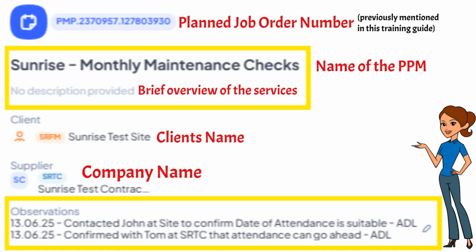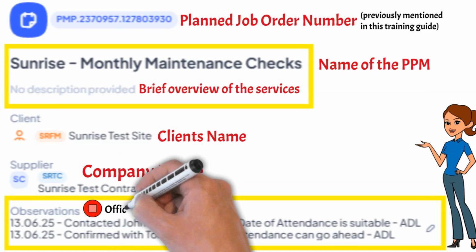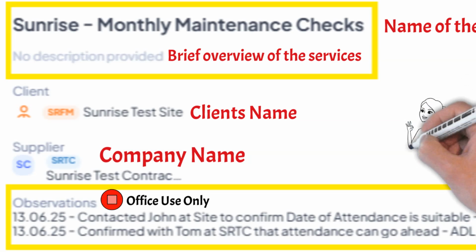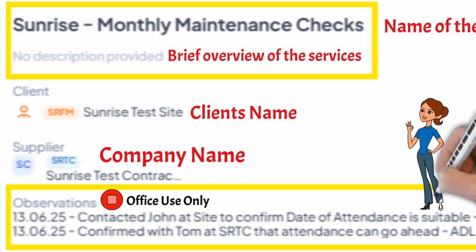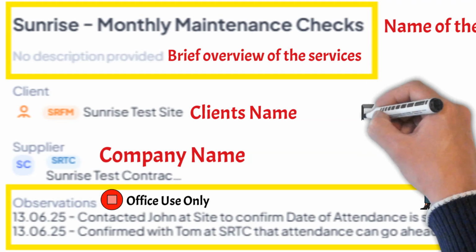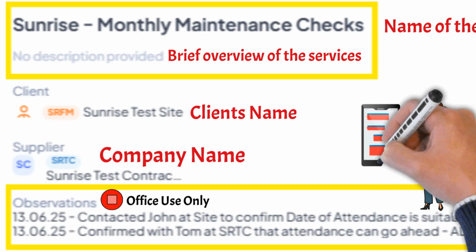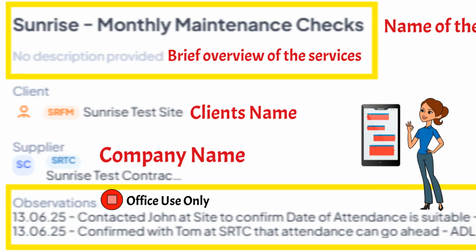Next is the observations section. This is for office use only. This will provide a narrative of the conversations the compliance team has had to book in the works before the certificate is due to expire. This will include the names of anyone at your company they have spoken to.